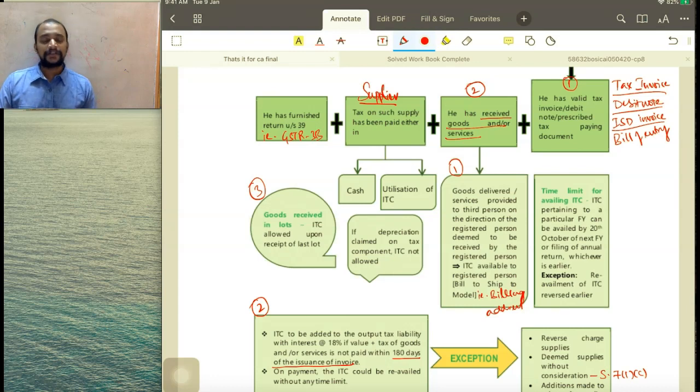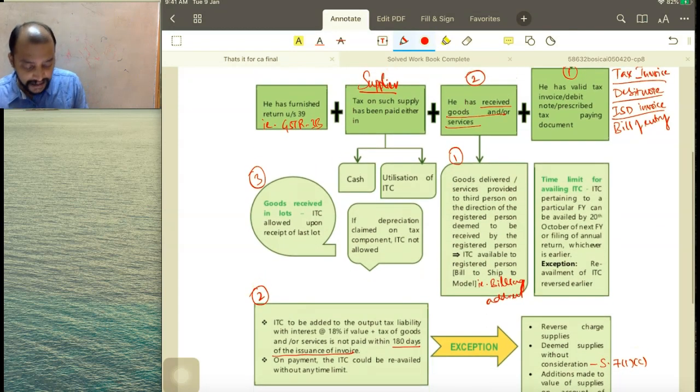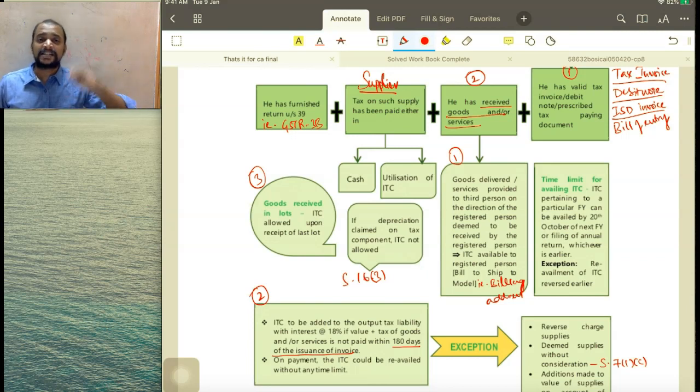Then next, section 16 subsection 3. That is, if I have purchased any capital goods and I claim depreciation including the tax component. I purchased capital goods for 10 lakhs and I paid GST of 1,20,000. Now, what is the total price of the capital goods? I have paid 11,20,000. So, I should calculate depreciation only on 10 lakhs. If I have calculated depreciation on 11,20,000, I cannot take ITC with respect to that 1,20,000. So, if depreciation is claimed on the tax component, ITC is not allowed.